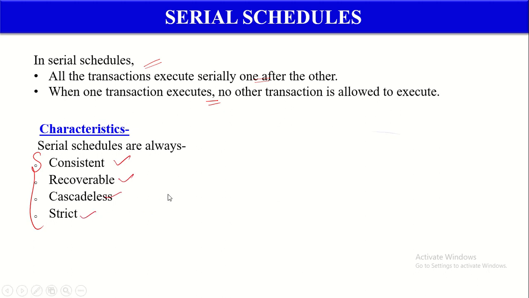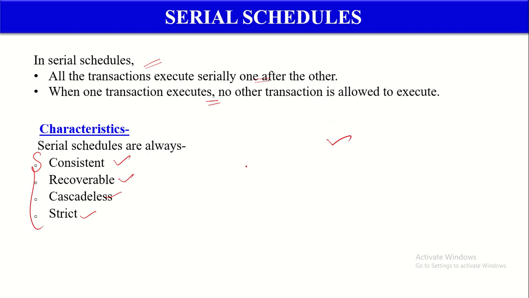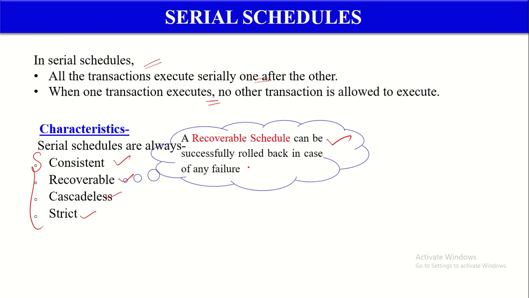The consistent schedule always ensures that no errors occur in the database at any point in time, and a recoverable schedule can be successfully rolled back in case of any failure. So we know that serial schedules are always recoverable. Even though a failure occurs during the execution of the schedule, it can be successfully rolled back.